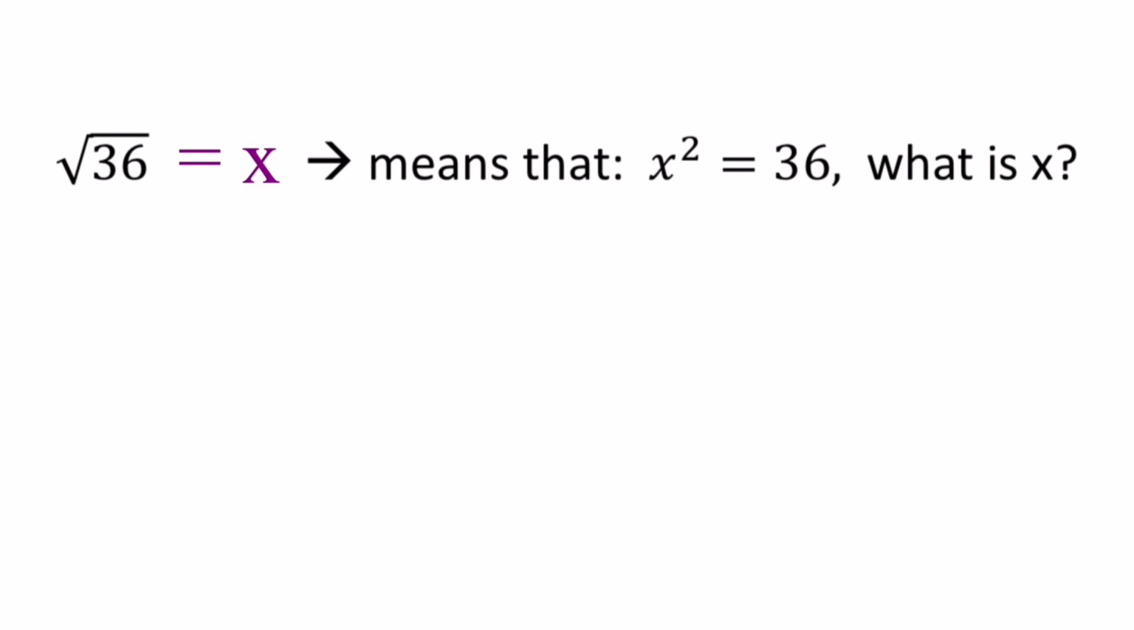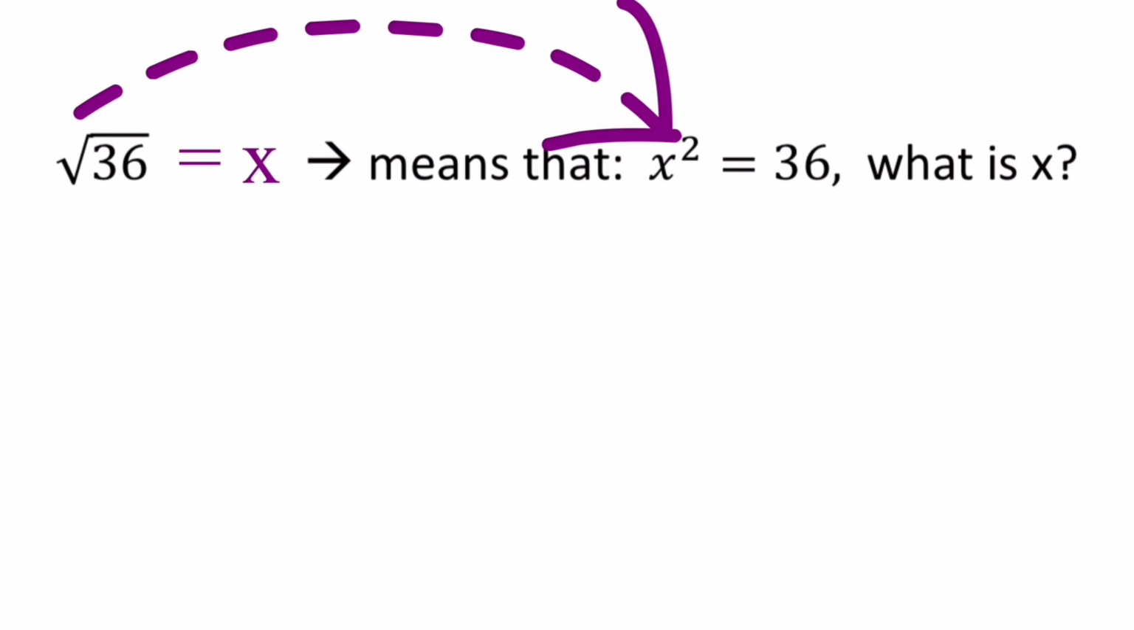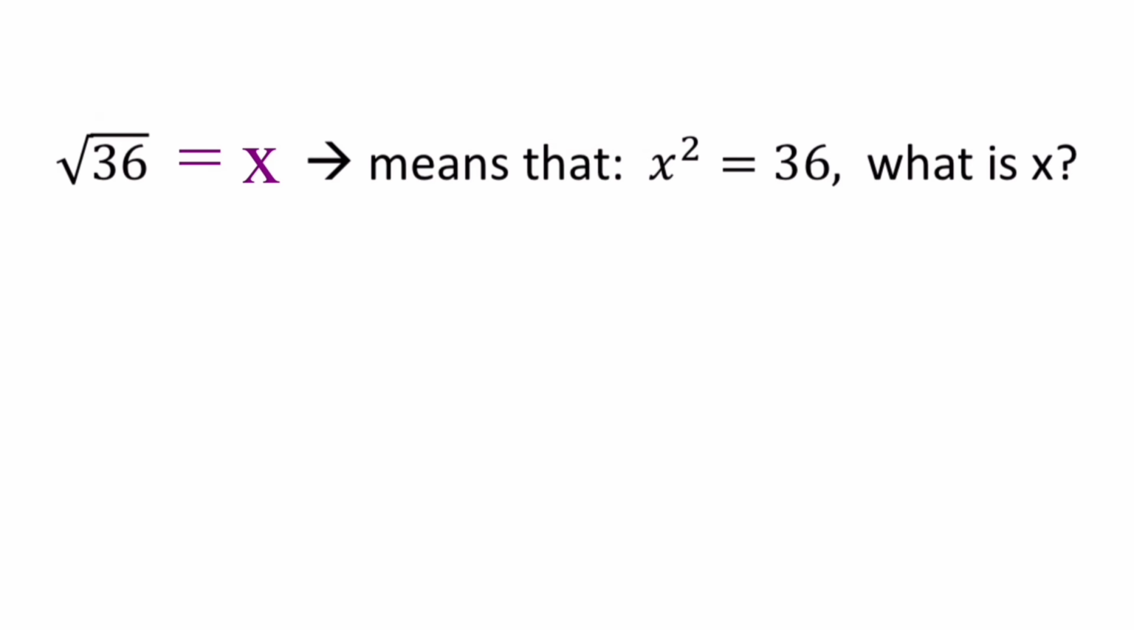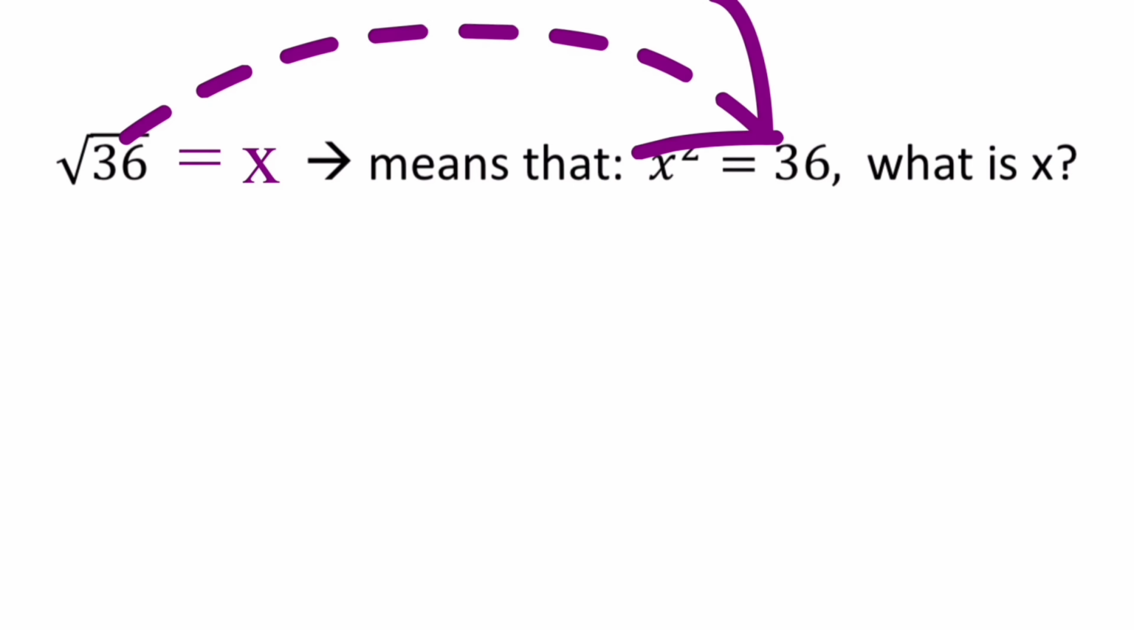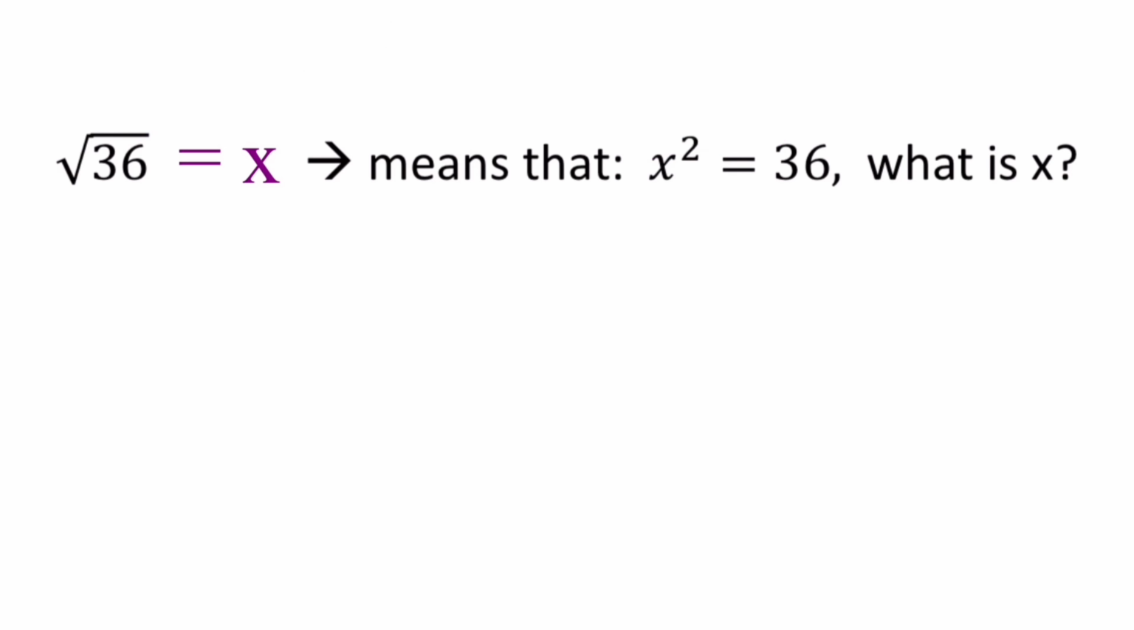What is x? If you notice, our x here becomes the base of the exponential form, while our index of 2, which is invisible, becomes the exponent in the exponential form, and our radicand, which is 36, will become the answer to the exponential expression. What we're trying to do right now is determine the value of x such that when we multiply this x by itself twice, it will give us 36.